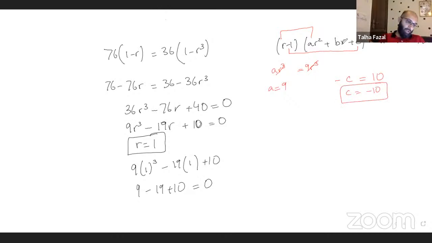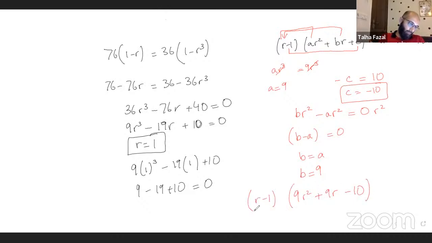Now I need to figure out the value of b. For that, I multiply br with r. That gives me br squared plus minus ar squared, which is equal to 0r squared, because there's no r squared coefficient on the other side. a I already figured out. So I get the coefficient b minus a as 0. So b must be equal to a, which is 9. So the equation becomes 9r squared plus 9r minus 10, into r minus 1.